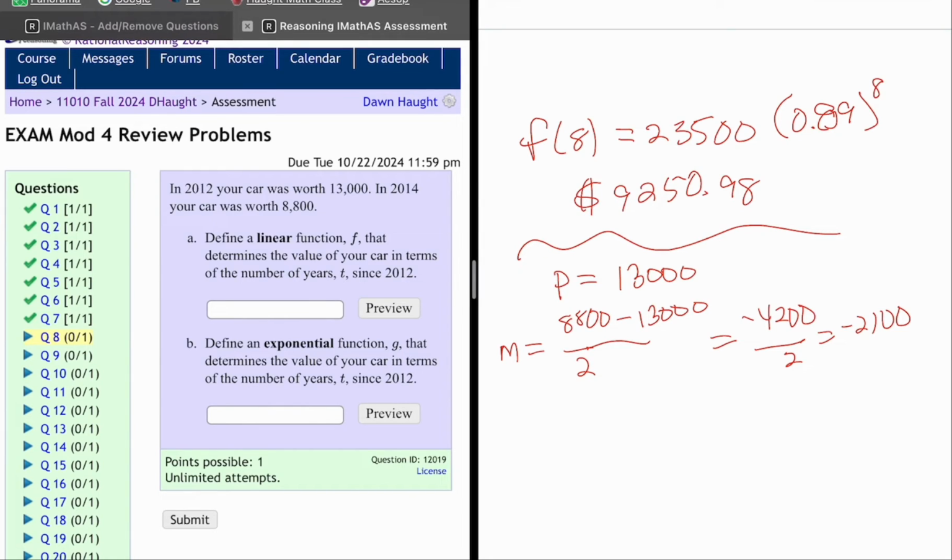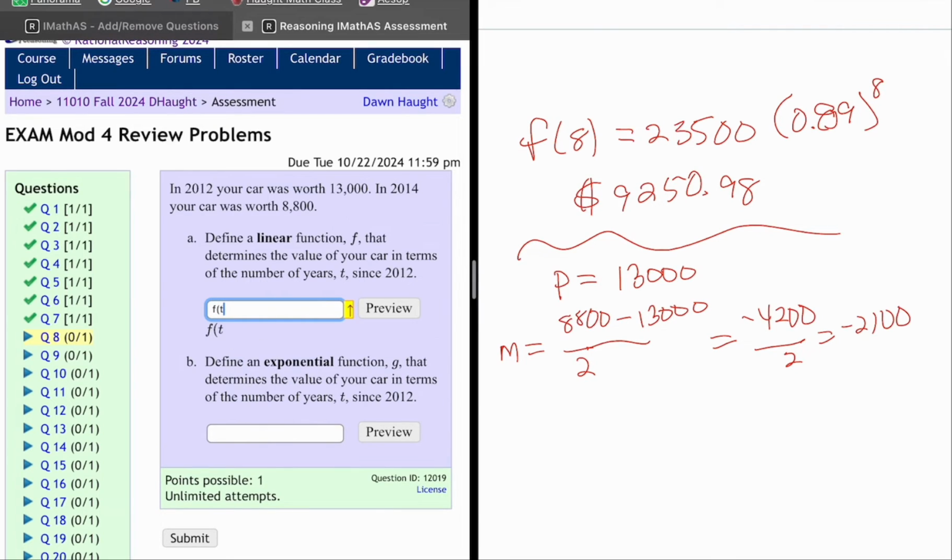So for a linear equation, our f of t would be our starting value, 13,000, minus our change per year. So it went down by $2,100 each year. So then it's just that number times the number of years. But for our exponential function, we need a percent change. We need a growth factor per year.